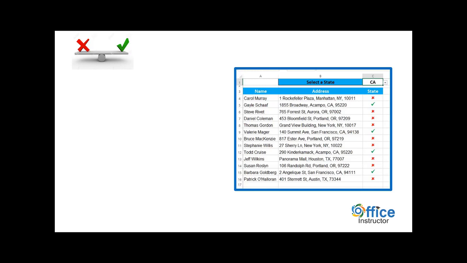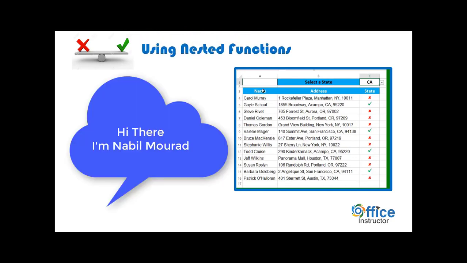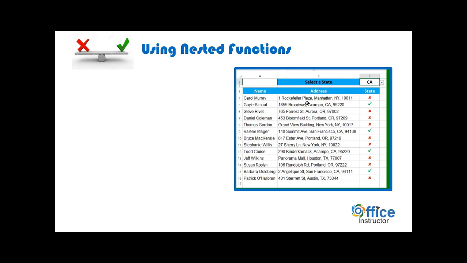Creating a check mark or an X mark, a yes or no field, using nested functions. In this example, I have a list of names in column A and an address in column B for each name. I want to be able to select a state from a drop list and get a check mark for records in the selected state.